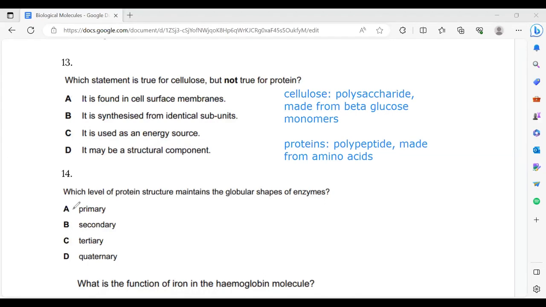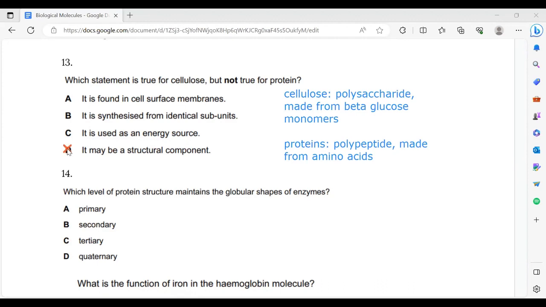So let's look at the options from backwards. So it may be a structural component. It is true for cellulose. Cellulose is mostly a structural component. However, that is also true for protein. Protein can be a structural component. So it does not satisfy both of the conditions. So we eliminate option D.